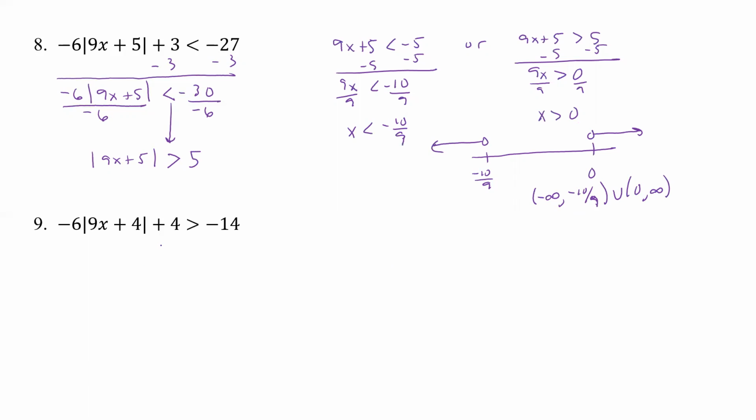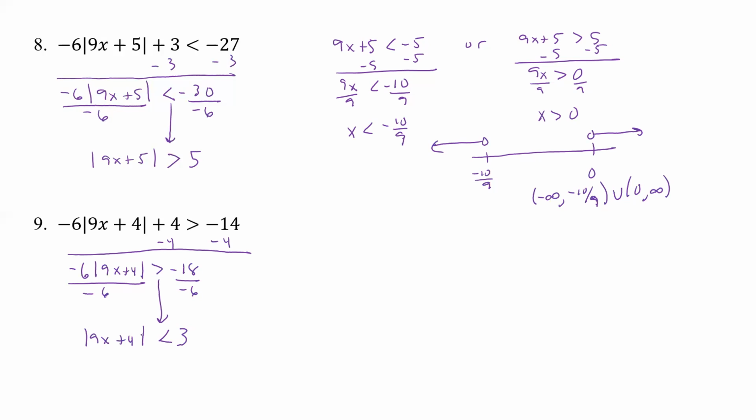What about the next one? Well, looks like we subtract 4. It's going to be kind of the same process as this one, except we have greater than instead of less than, so no biggie. Now what do we do? Well, that's going to give us a negative 6 absolute value of 9x plus 4, and then we get greater than, and that's going to be a minus 18. All right, well, now we divide by a negative 6. Divide by negative 6, so that's going to be less than now. And we get 9x plus 4, and that's going to be negative divided by negative is positive. 18 divided by 6 is 3.